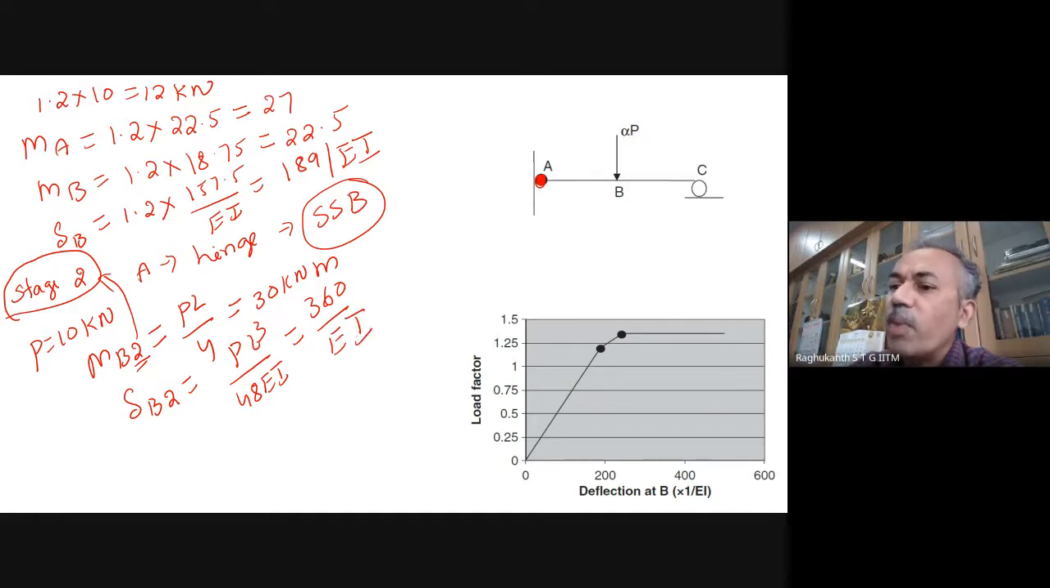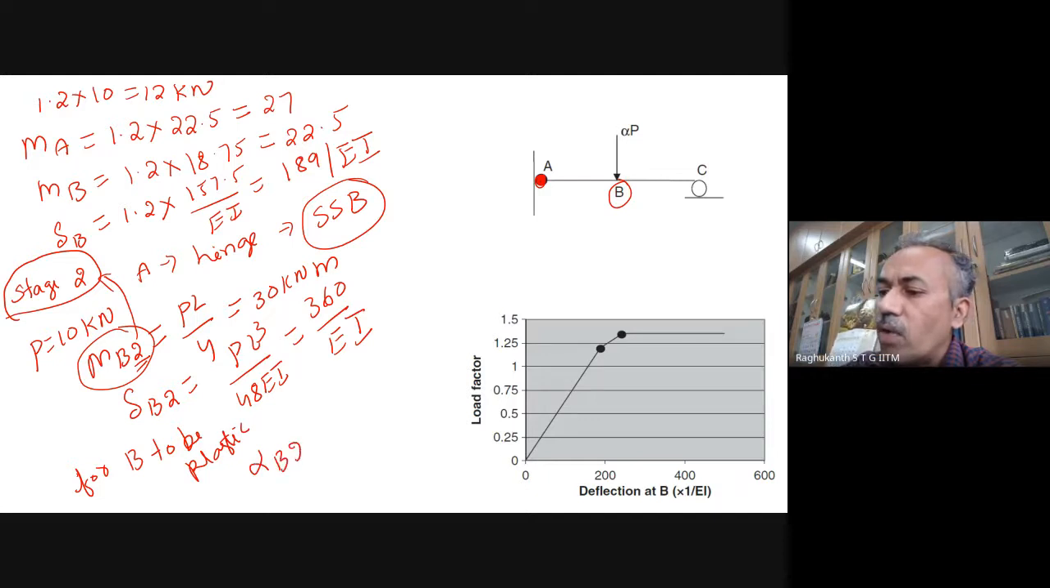Now we want B also to become plastic. For B to be plastic, how much will the load factor be? This alpha B2 has to be found out. We have calculated this for 10, and now we have to normalize. So we write MP minus alpha 1 into MB1, divided by M0.